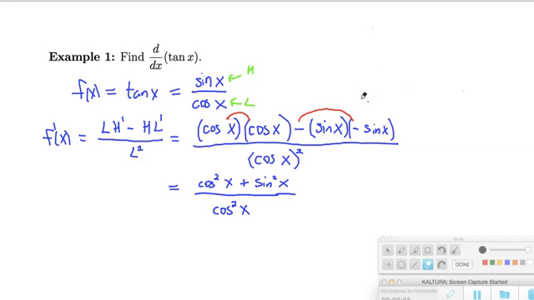Well, at this point, technically we've taken the derivative. That's technically done now. But we can simplify this a bit. Now remember that we have the Pythagorean identity. It's based on the Pythagorean theorem, that sine squared of x plus cosine squared of x equals 1. So that numerator right there is actually just the number 1. So this is 1 over cosine squared of x.